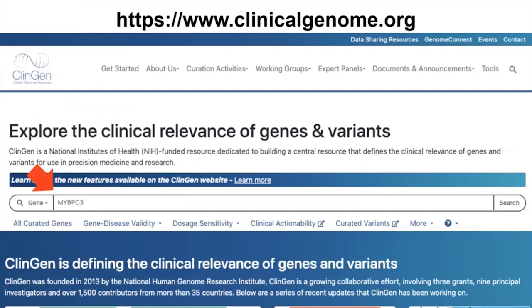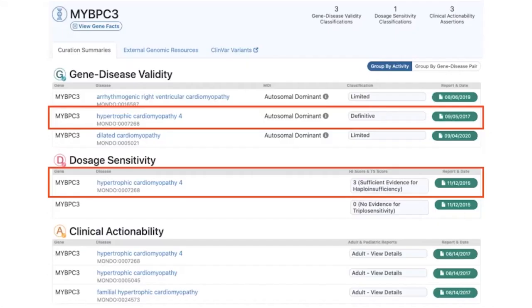So I've shown here, I'm on the home page for clinicalgenome.org. And in this case, I'm going to use MYBPC3 as an example. So I typed this into the gene search box. And this takes me to the gene curation landing page for this gene on the ClinGen site. I can see this gene is an established gene for hypertrophic cardiomyopathy. Additionally, it has gone through this dosage sensitivity curation, and it was scored as a 3, which is the highest score for showing that haploinsufficiency can cause disease.